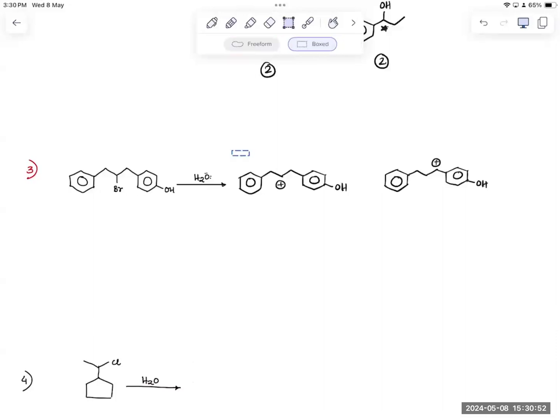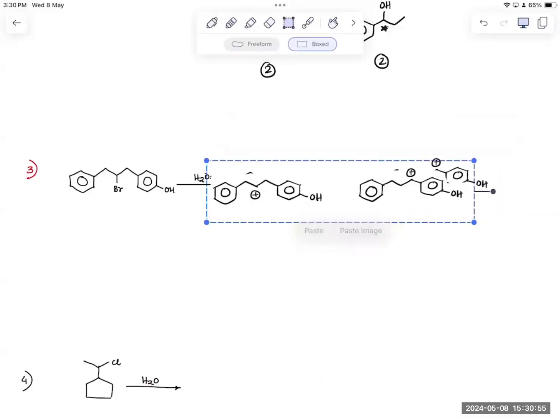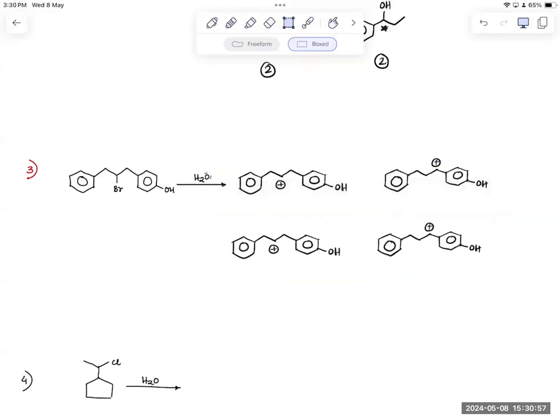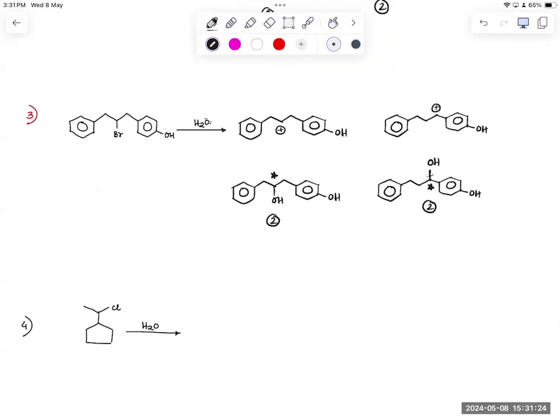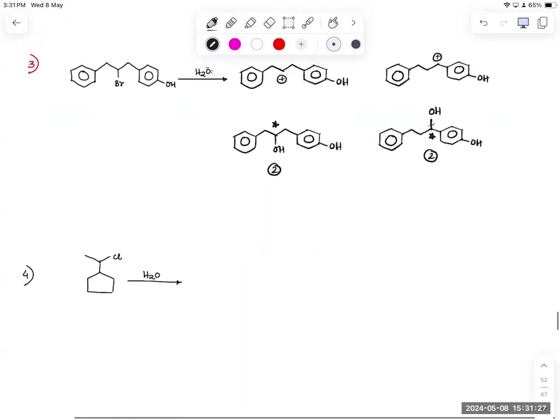So based on this, what are the products formed here? If you notice the product that will be formed here, it is OH here and another OH here. So this OH, this is also a chiral center. So you'll get two products. This is also a chiral center. You'll get two products. So again, we'll get a total of four products here. Check out the fourth one.